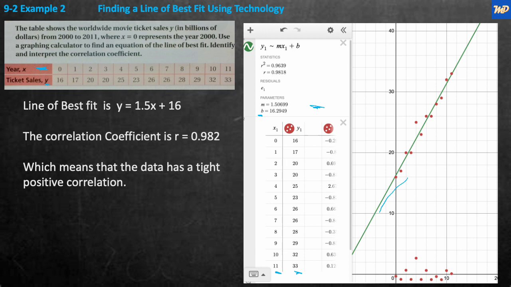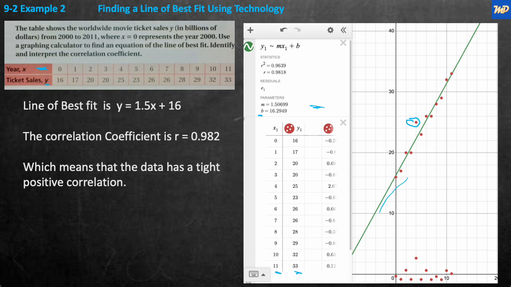Okay? So that's what's going on here. The equation is y is equal to 1.5x plus 16. And like I said, my slope value is 1.5, and 16.3 is my y-intercept. And my R value says that we have a very tight correlation. You see the dots fall along that line. Pretty good, all except for this one outlier right here. Except for that, R says it's 0.9818.